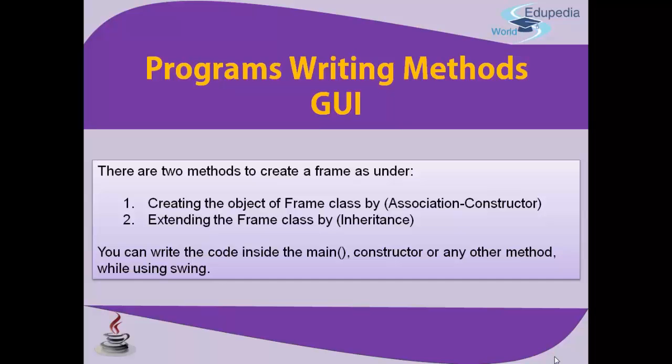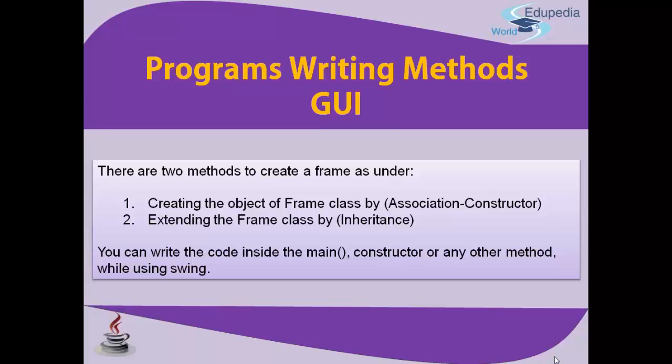So first of all, we need to take a look at this. There are two methods to create a frame as under. The first one is creating the object of the Frame class by association. Basically you will associate the constructor with this method, and the second one is extending the Frame class by inheritance. So when you work on these things, you will come to know how to associate a constructor and how to inherit the frame. You can write the code inside the main constructor or any other method while using Swing.